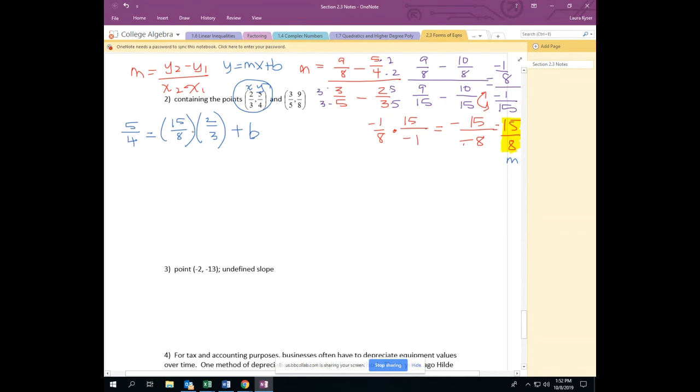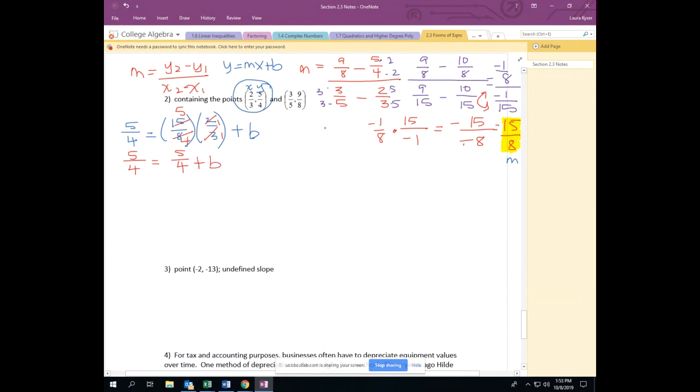With fractions, there's a little bit more going on. I can simplify this a little bit. This is a 4 and that's a 1. This is a 5 and that's a 1. So we're looking at 5/4 equals, it says 5/4, 5/4 plus B.